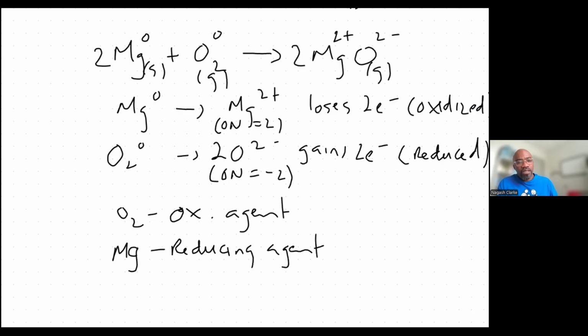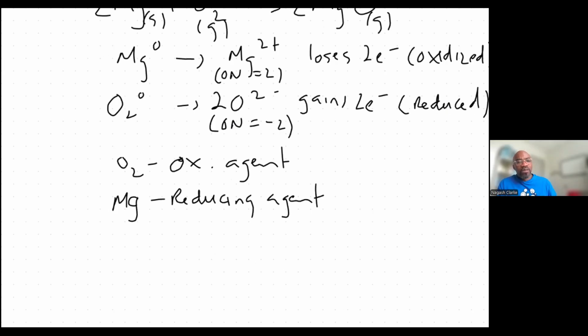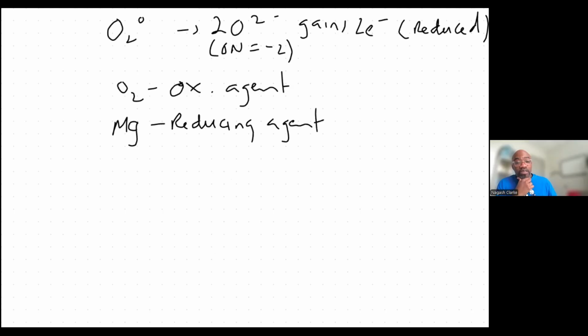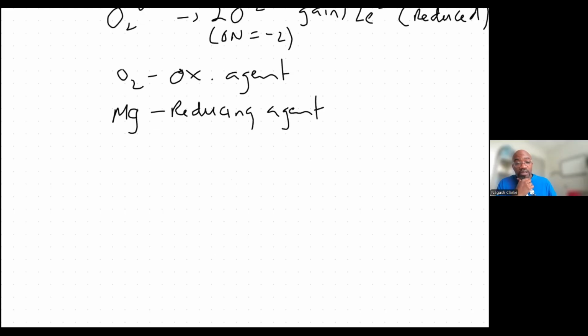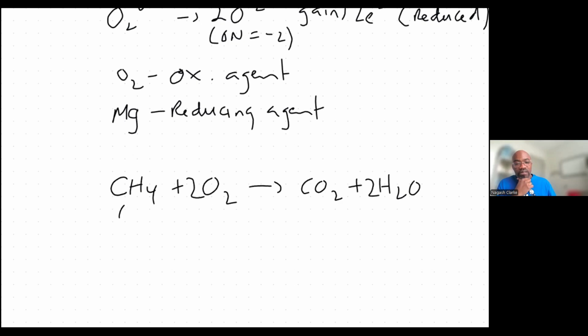Okay. So now let's look at a reaction where it's not clear that there's some transfer of electrons going on. Let's look at CH4 plus O2 gives you CO2 plus H2O. Let's balance this quickly. These are all gases. CH4 is natural gas, which we use a lot for heat and for cooking.